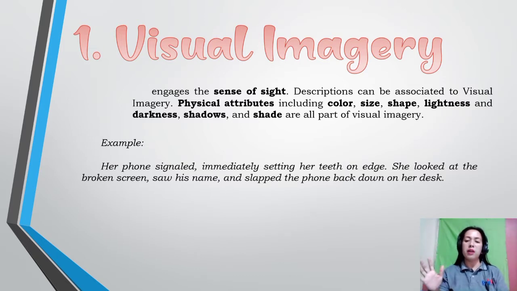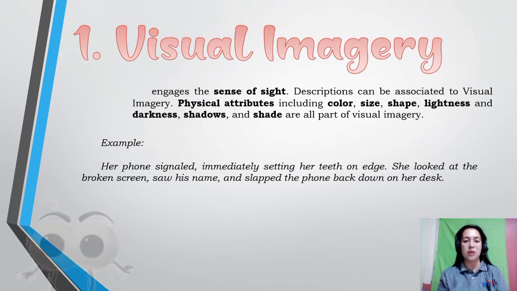So what do you imagine? What are the feelings, the emotions that the writer tries to evoke? Maybe she is angry? Or maybe if it was her boyfriend, they have an LQ, she doesn't want to talk to him, or he did something wrong, she doesn't want to talk even on the phone. And take note, the description is very vivid: the screen is broken, her teeth went on edge. That is how you create a visual imagery.